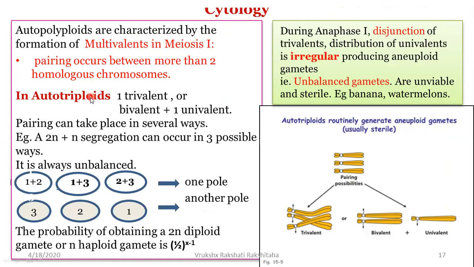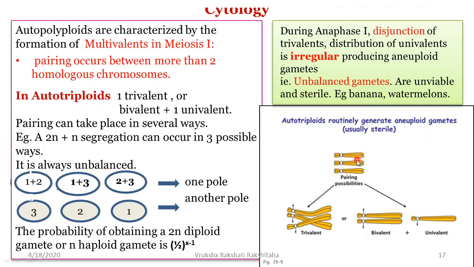Now let us discuss one by one. What happens in autotriploids? So, you can just look into this pic. Here, there are three chromosomes shown. They're all similar to each other. That is, it's an autotriploid. And each chromosome also is showing two sister chromatids.